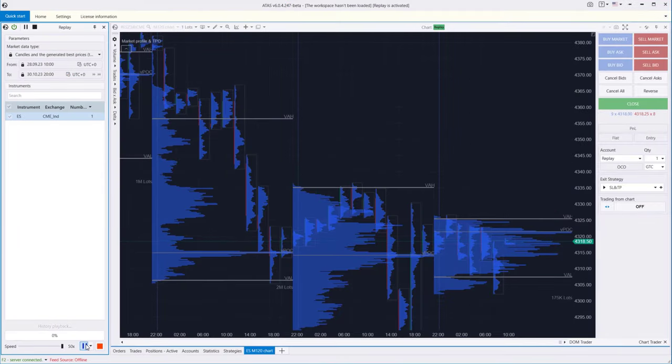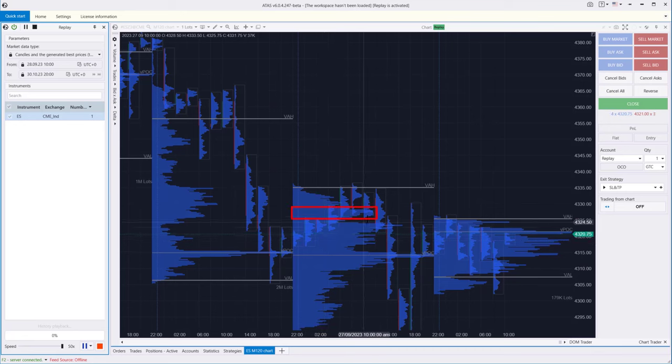Now, let's try training with market profiles. This is a cluster chart in volume histogram mode. An indicator of daily profiles has been added to the chart. At the beginning of the European session, the price is trading within a zone of significant volume that formed the previous day. It has already tried to decline but returned to the volume zone.